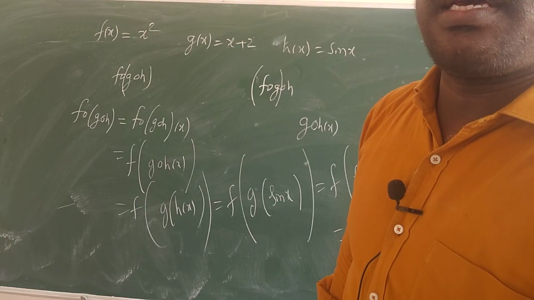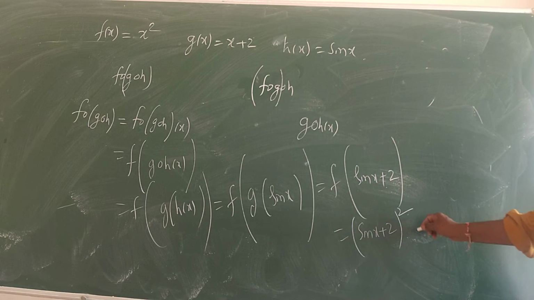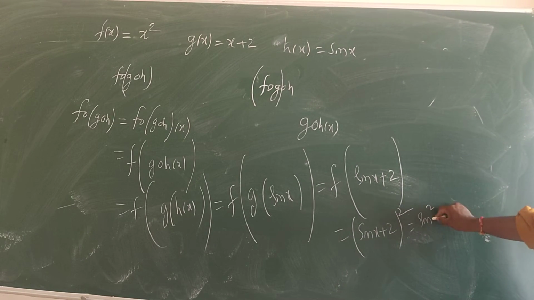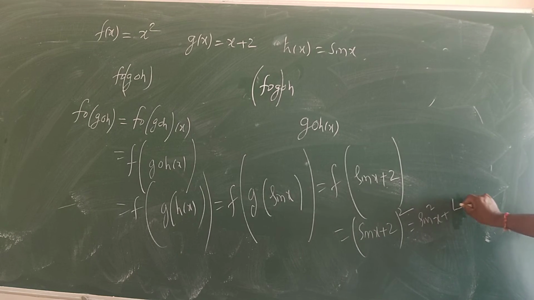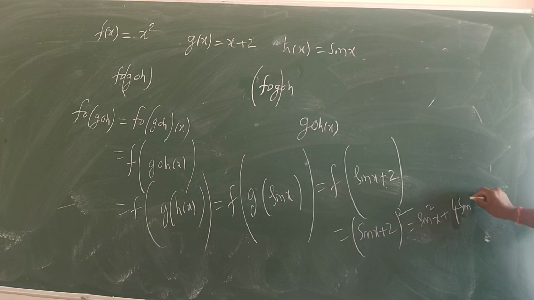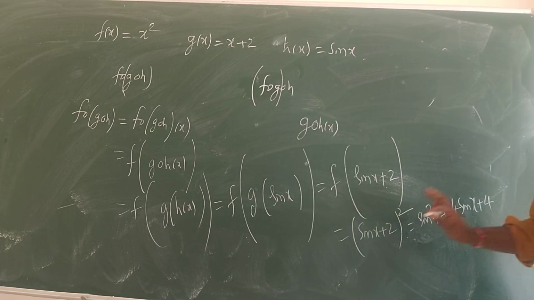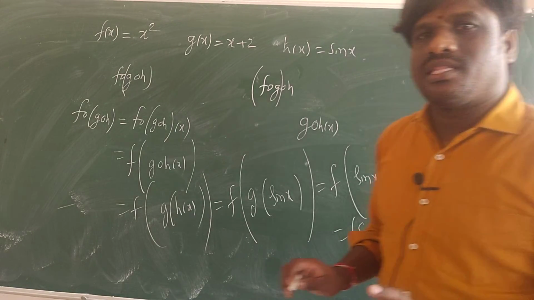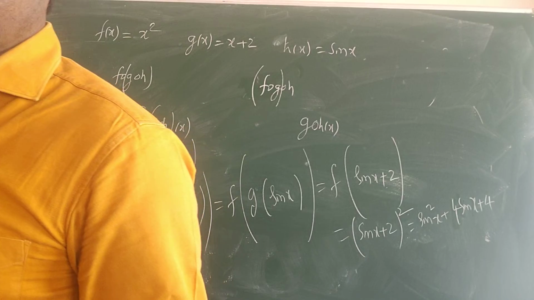Understood? This is the meaning of f circle g circle h. So I can write this as sin square x plus 4 sin x plus 4, if I expand this with the a plus b whole square formula.